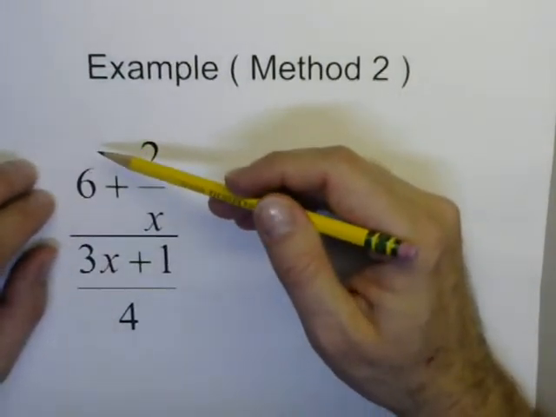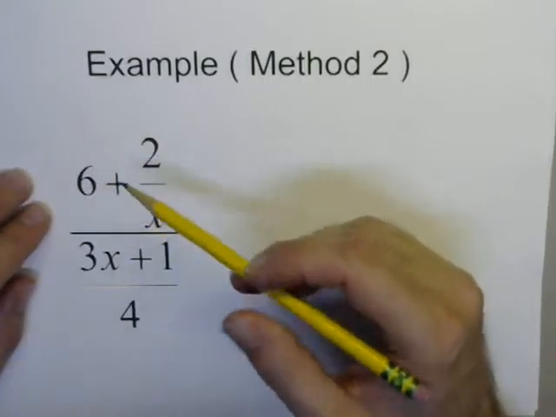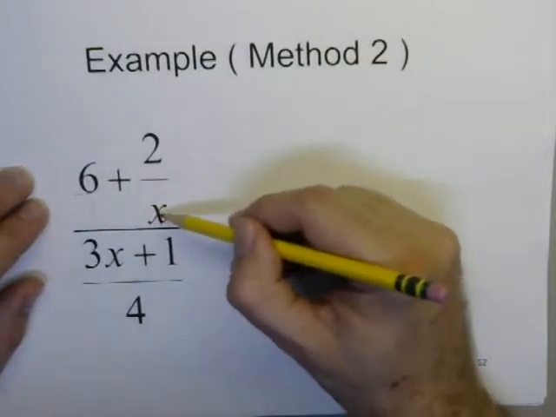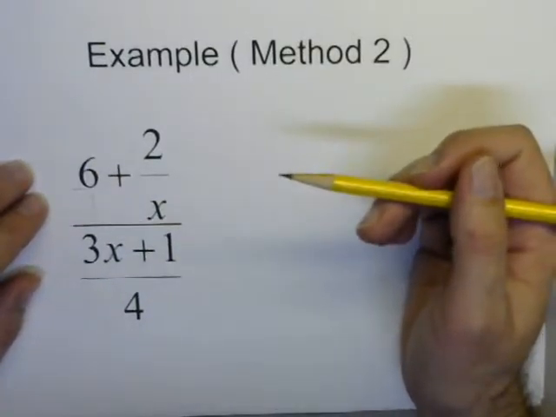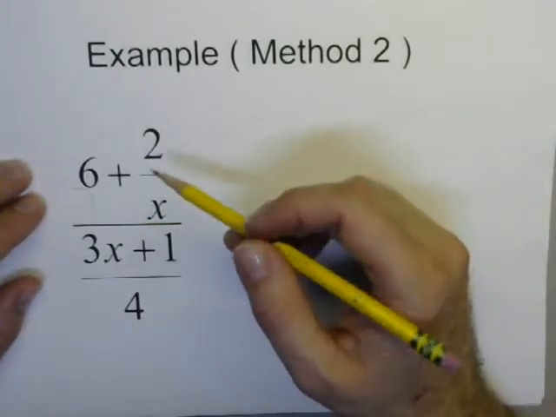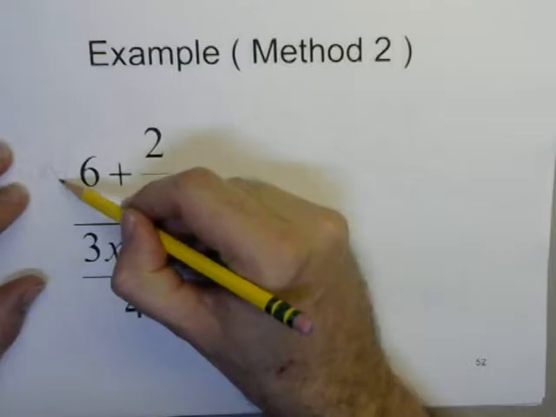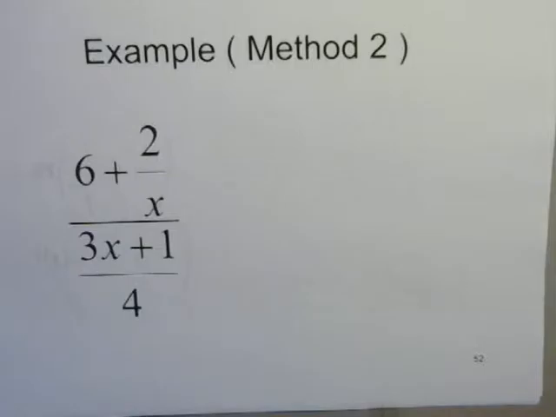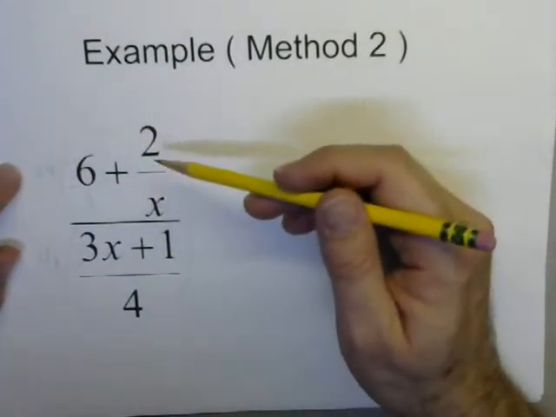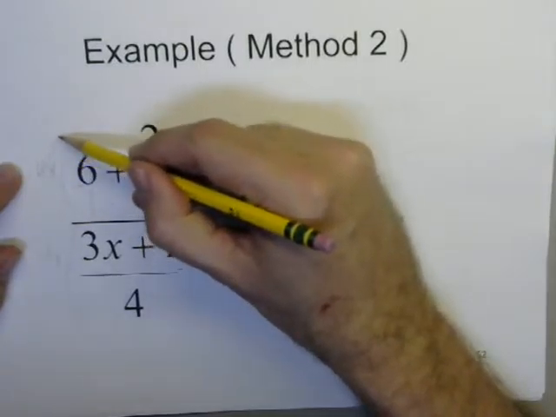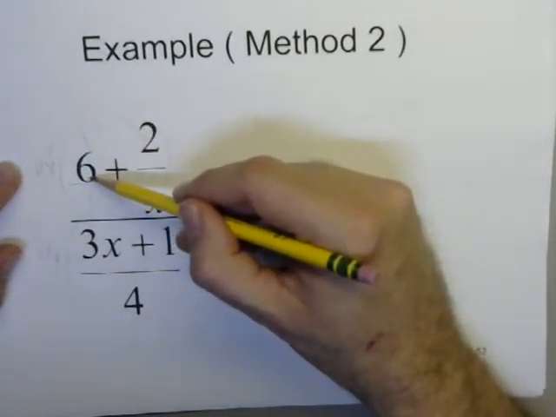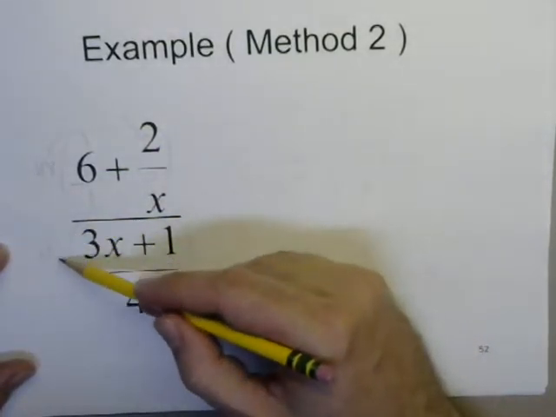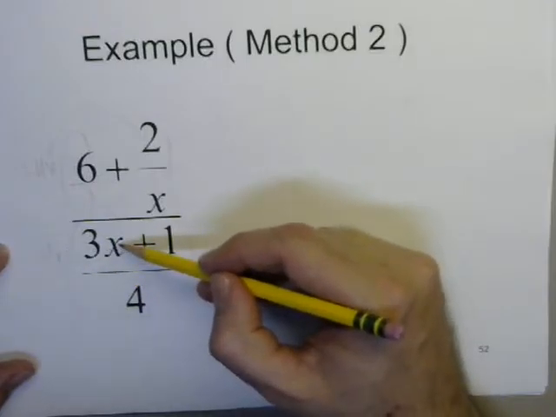So remember, for method 2, we look at all the fractions within the big fraction. Here the denominator is 1, here it's x, here it's 4. What's the smallest thing that 1, x, and 4 will go into? Well, the smallest thing is 4x. So you multiply everything on the top by 4x, and everything on the bottom by 4x, and then just reduce. You'll take 4x times this, 4x times this. So this will give you 24x. Here the x's will cancel, so you'll just get 8 here. And then here the 4 will cancel with the 4, so you take the x times the 3x plus 1, which will give you 3x squared plus x.